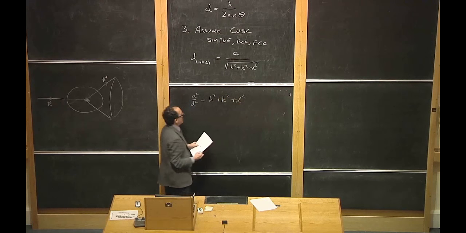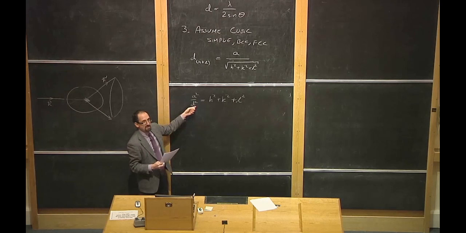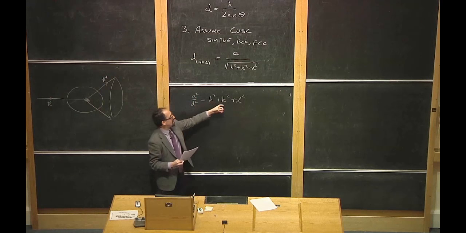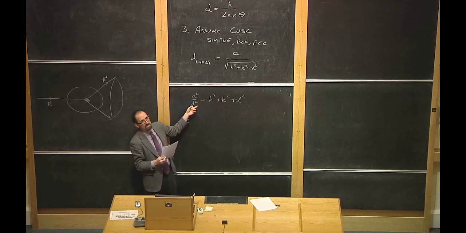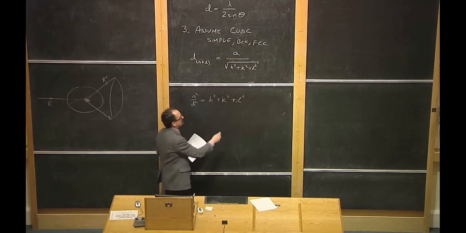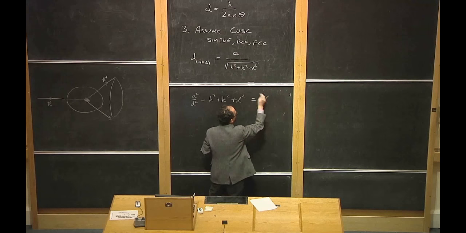Now, we don't know what a is yet. We're going to try to figure it out. But we know a bunch of d's. So what is this going to tell us? The ratio of d's are going to be, these h, k's, and l's are integers. So the ratio of 1 over d squareds are going to be in integer ratios. Okay? So we're going to declare this quantity, h squared plus k squared plus l squared, we're going to call it n.